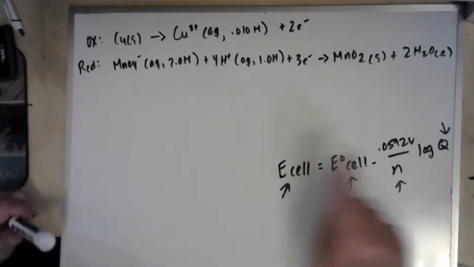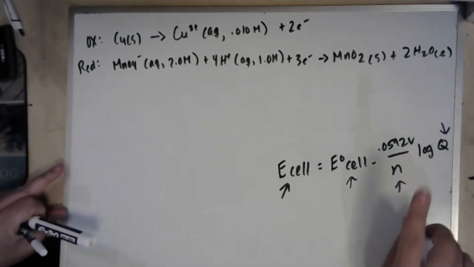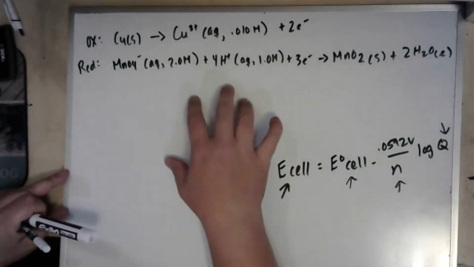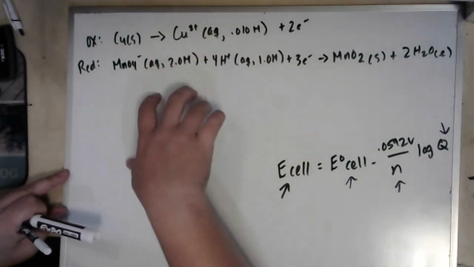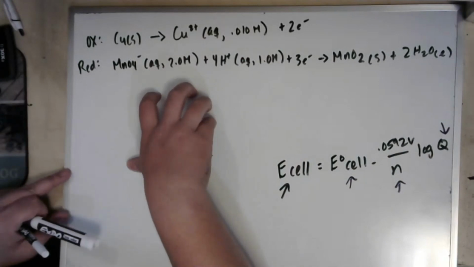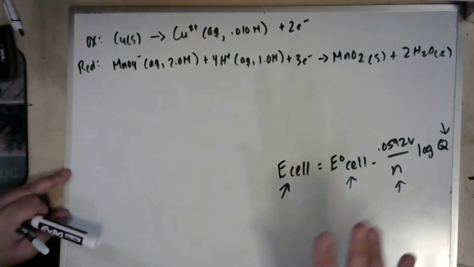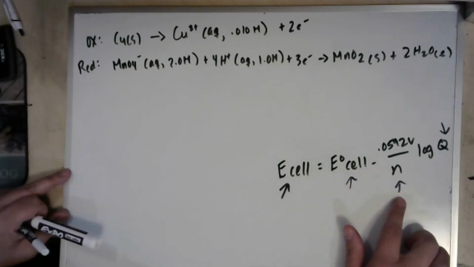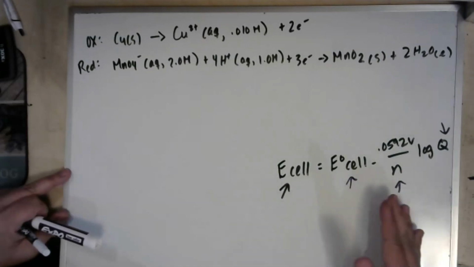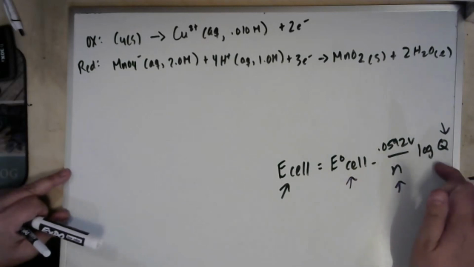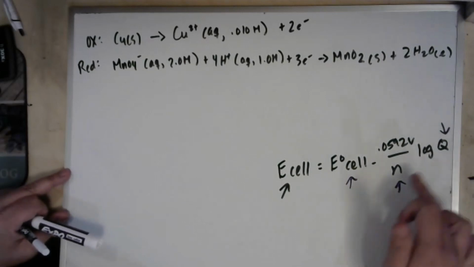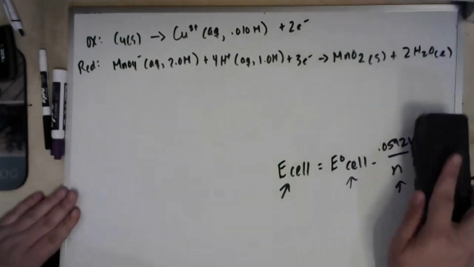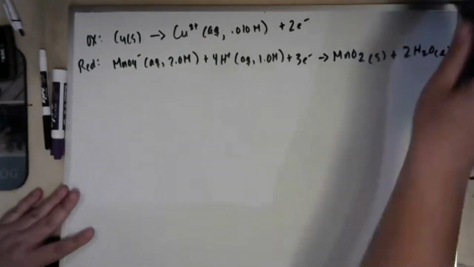We can't calculate Q, however, until we know what the full balanced redox reaction is between these two half reactions, okay? So the first thing we're going to do is balance the reactions and figure out our N. From there, we'll have a reaction that we can use to figure out Q. Okay, and we'll also be able to figure out E cell once we do that. So let's get into it.